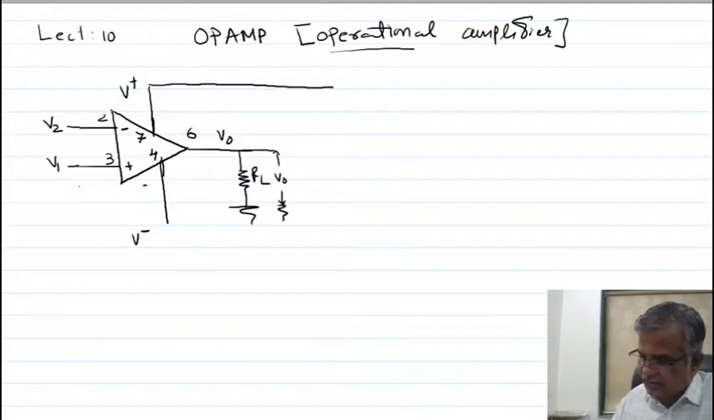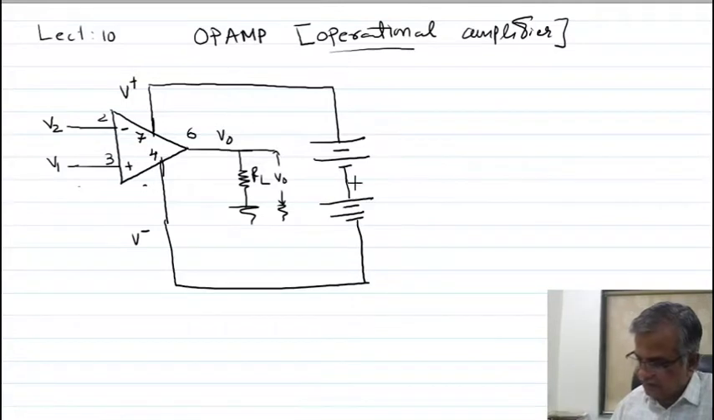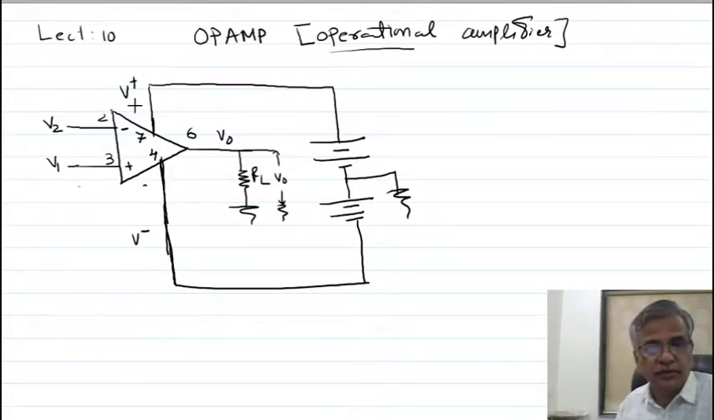Sometimes they connect two different power supplies like this, and this is your ground. You connect the negative supply to pin number 4 and the positive supply to pin number 7. This may be 12 volt. So the negative supply is connected to pin number 4 and the positive supply is connected to pin number 7.